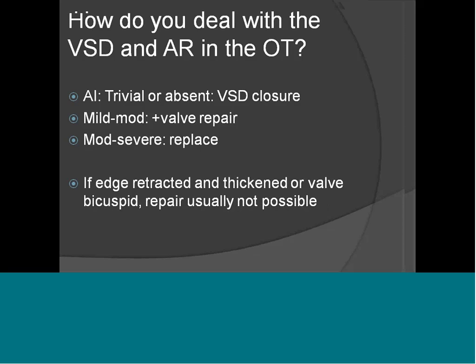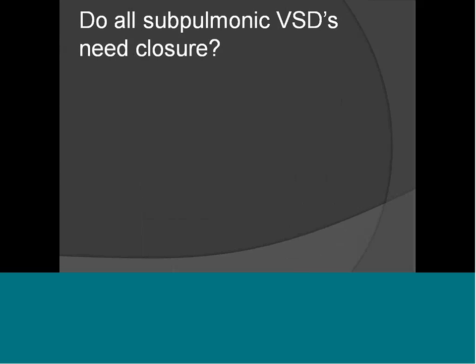Okay? Now, next question. Do all subpulmonic VSDs need closure? And I ask this, you say yes. Anyone else? Everyone says yes. Is there any subpulmonic VSD that you would not close? Yes, one says right coronary cusp prolapse or AR we would close. But let us say there's no RCC prolapse, small subpulmonic, no cusp prolapse, no AR. Would you close it?